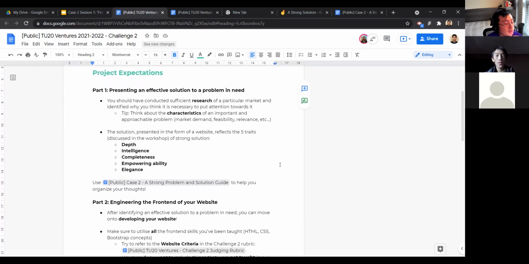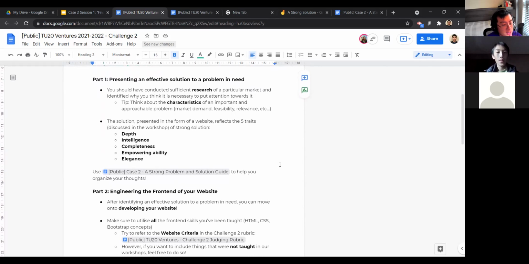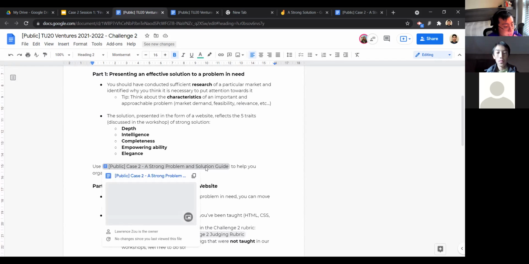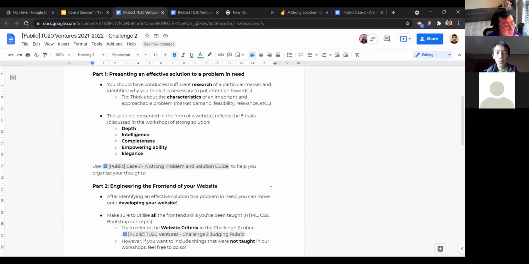Just think about doing some research on a particular market you identified and why it's necessary to put attention towards it, and think about all of the characteristics and also the 5 traits that Lawrence talked about in this workshop of what a strong solution looks like. So you have depth, intelligence, completeness, empowering ability, and elegance, or the cited acronym. We also provide some examples. There's another doc called Case 2: A Strong Problem and Solution Guide, to help you with that process.